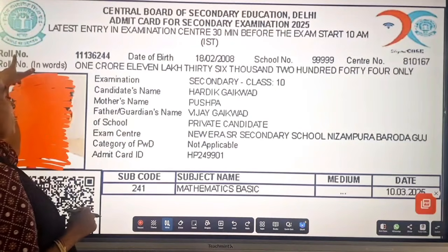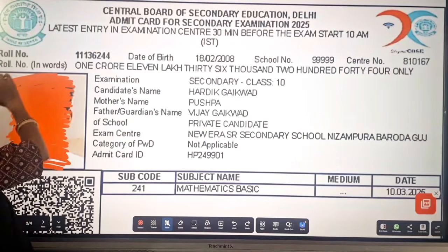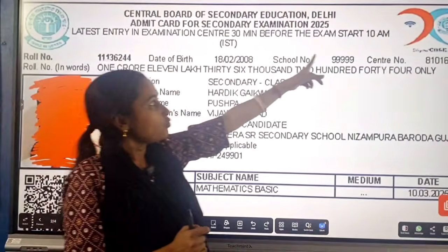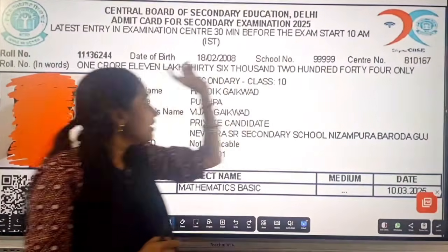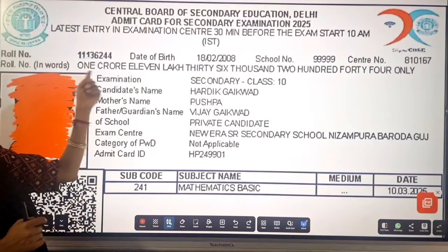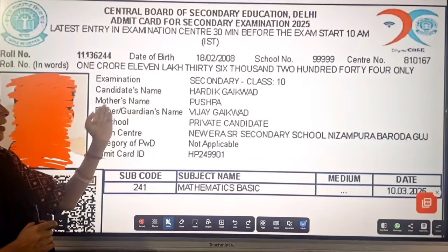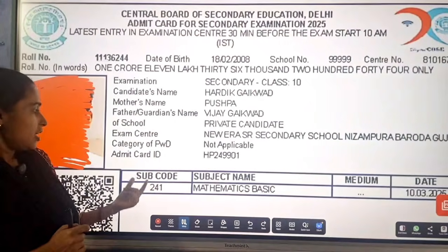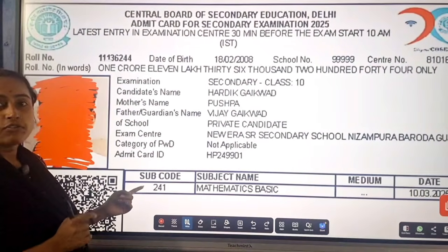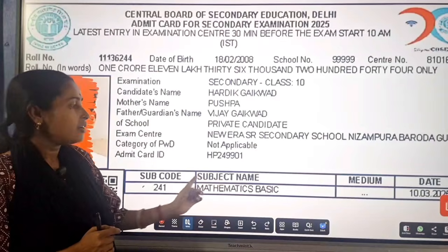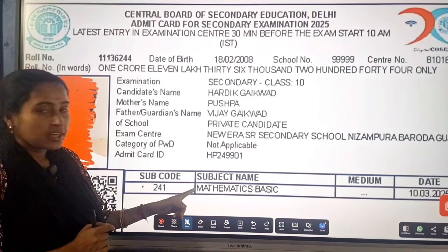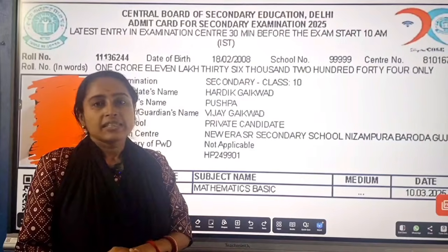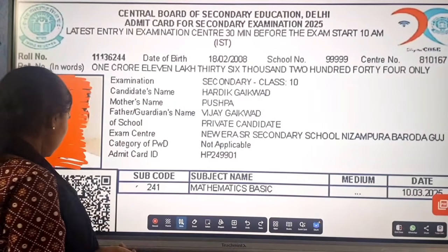You can see in your admit card, every piece of information is written. First is roll number, then date of birth, school number, center number, then your roll number in words, your mother's name, your father's name, your name, and subjects. That student is going to give only one exam, that's why only one subject name is written here. In your admit card, there will be 6 subjects, okay.